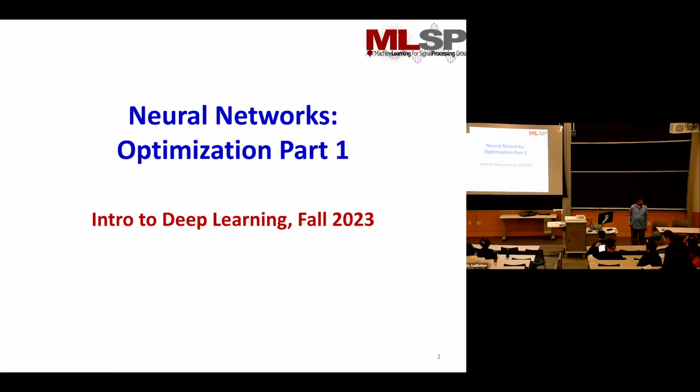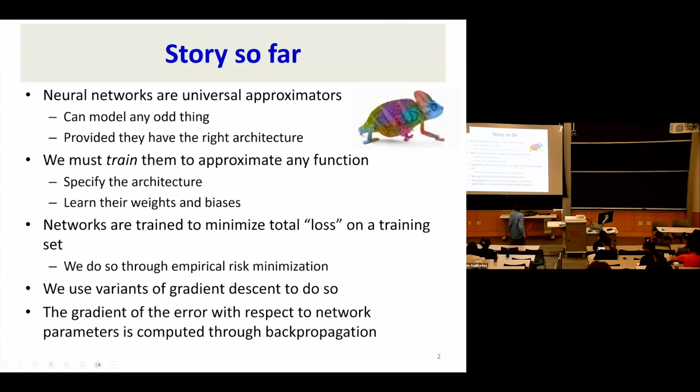Okay, let's start. Over the next few classes, we will look at how to optimize the training of your neural network. Now, here's where we were so far. We've seen that neural networks are universal approximators. They can model pretty much anything, but we must train them to approximate a given function. And they're trained to minimize the total loss on a training set. We do this through empirical risk minimization and use variants of gradient descent to do so. So the gradient of the error with respect to the network parameters is computed through backprop.